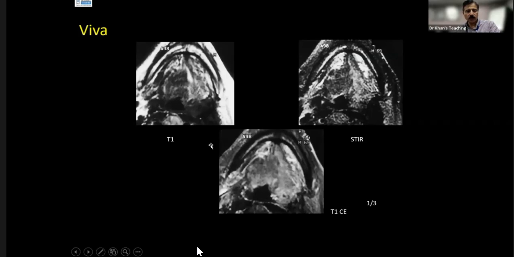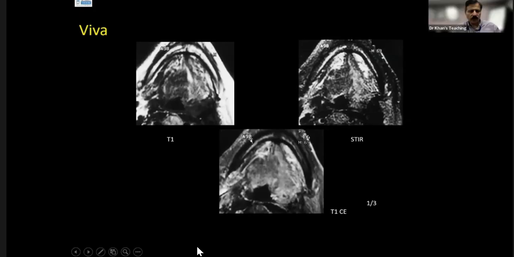I've shown you this case previously, but this is what we call motor denervation. And in motor denervation, what happens is, please remember that the hypoglossal nerve, the 12th nerve, supplies the muscles of the tongue.